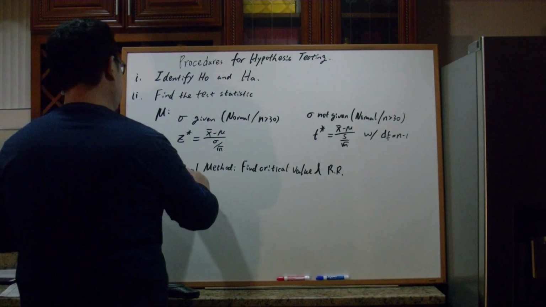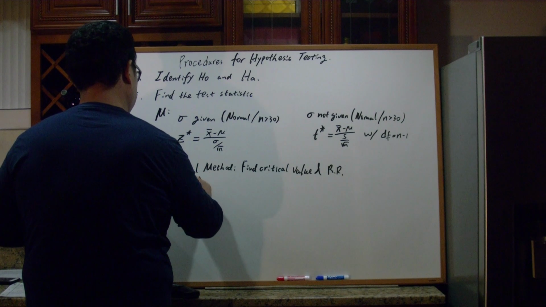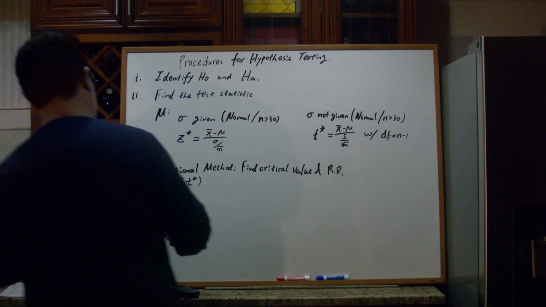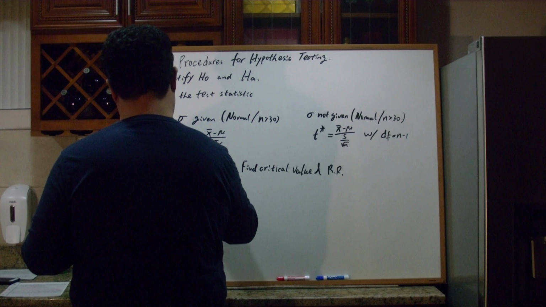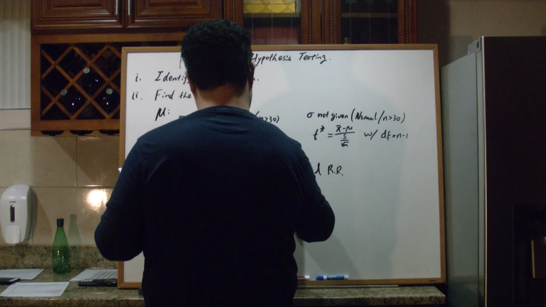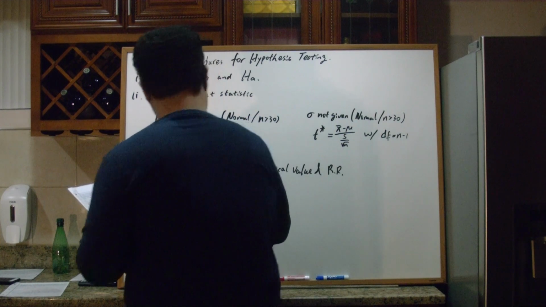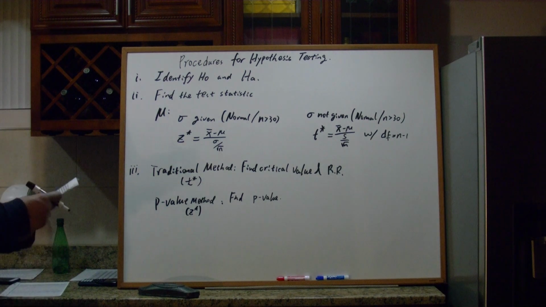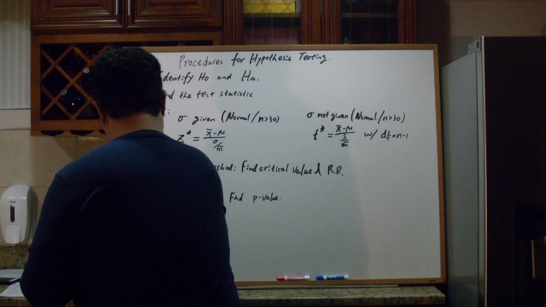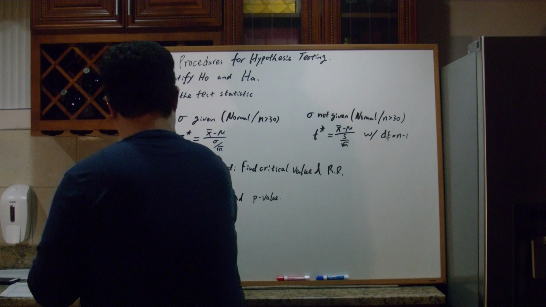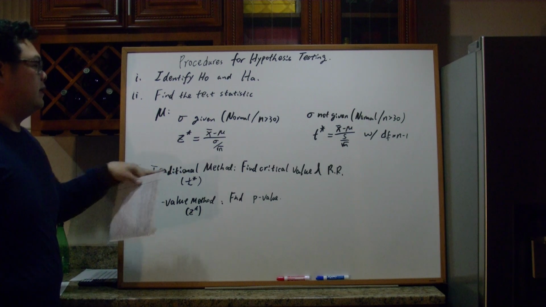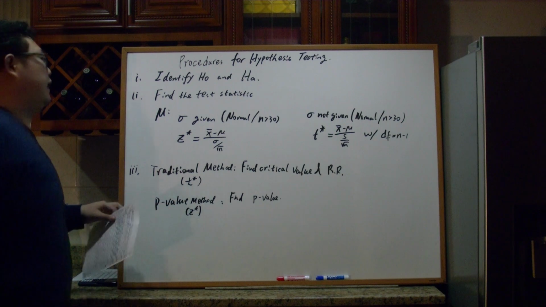If we use the traditional method, in other words, if our test statistic is the t-statistic, then we need to find the critical value and the rejection region. If we use the p-value method, we need to find the p-value basically. That's the first three steps: to identify the hypotheses, to find the test statistic, and for the traditional method, to find the critical value and the rejection region. For the p-value method, find the p-value.